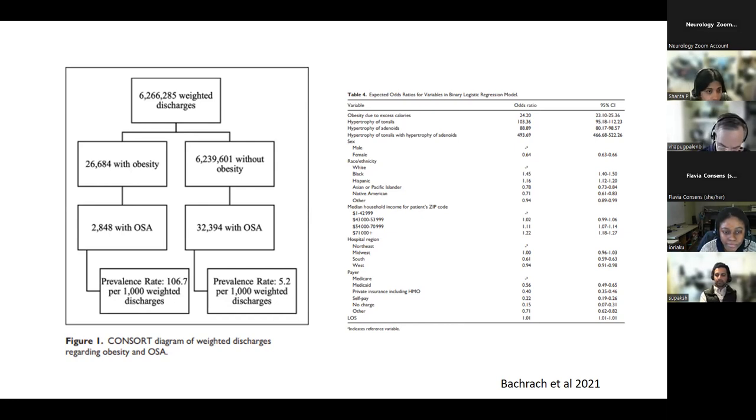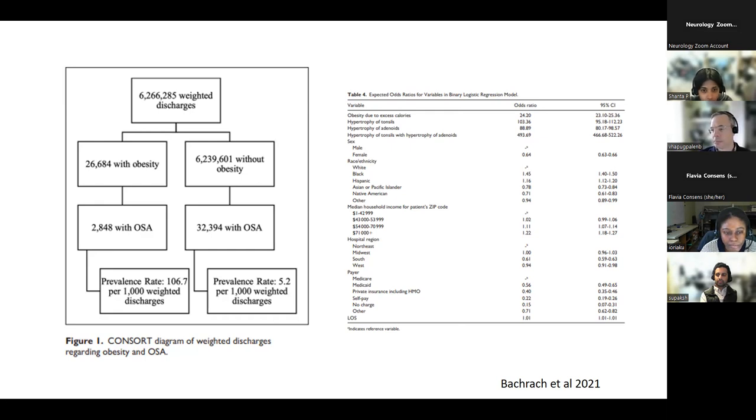They separated children who had obesity and children who had OSA according to the ICD-9 codes. They ended up with about 3,000 kids who had OSA who were obese, and about 32,000 kids who had OSA who were not obese, and they looked at prevalence rates. In those who were obese, the rate was about 106 per 1,000 discharges, versus about 5 per 1,000 weighted discharges in those who were not obese.